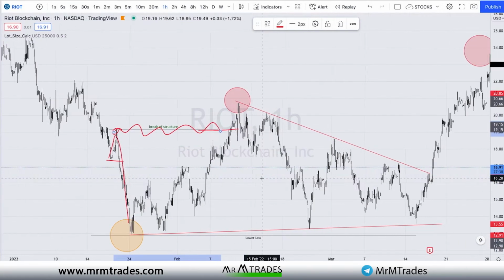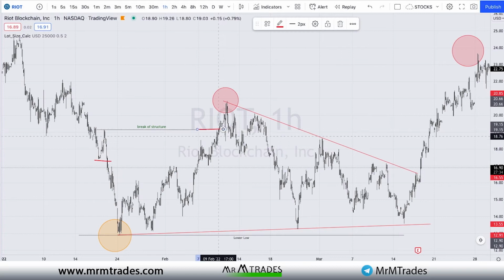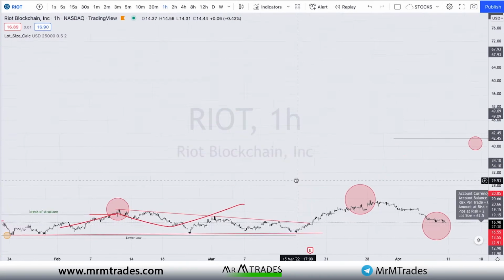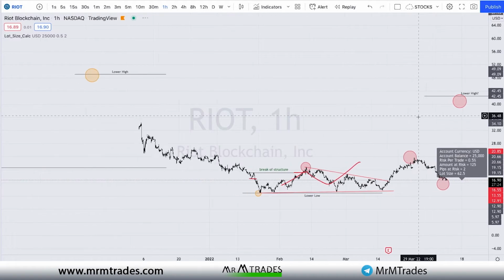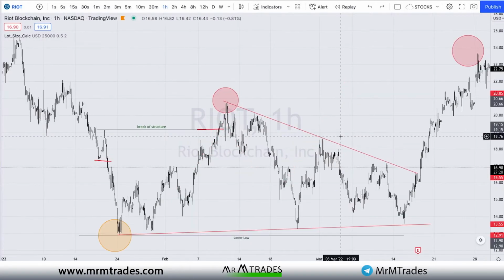Okay? So in fact, just this break can mean the start of a larger move to where we want to go, which is this larger lower high. We still don't know if the price will get there, but this is our bias for the time being, decided on from the higher time frame.